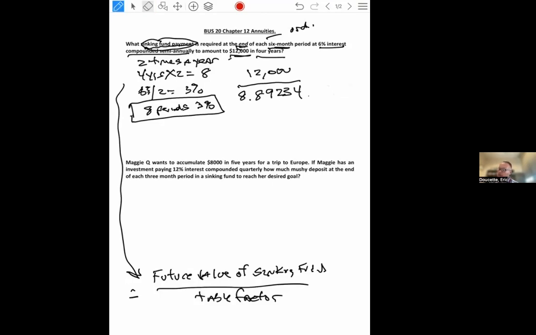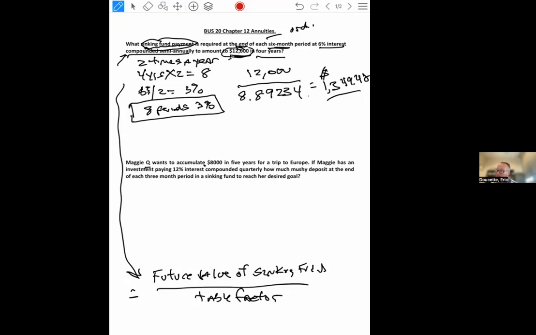So if you divide those together, it comes out to $1,349.48. So that's how much they need to deposit at the end of every 6 months in order to have the amount needed here, this 12,000 in 4 years. That make sense? So that's sinking fund. And the same thing will be for this one down here.